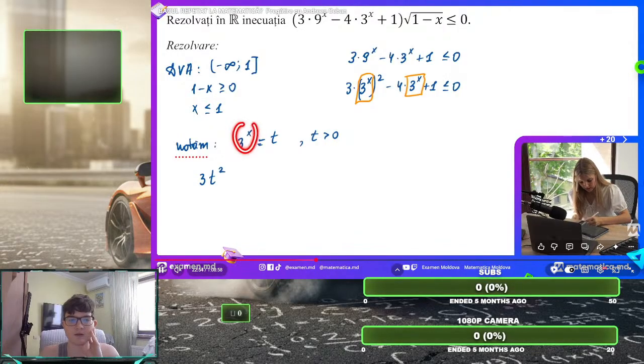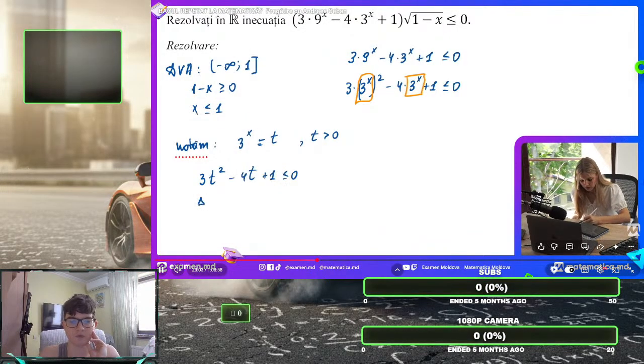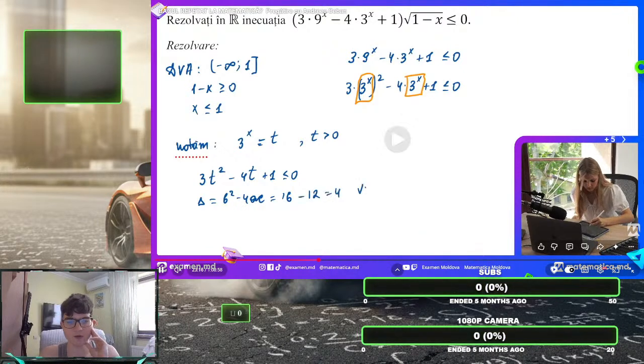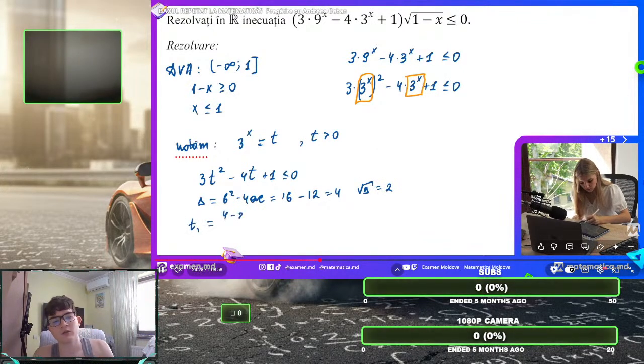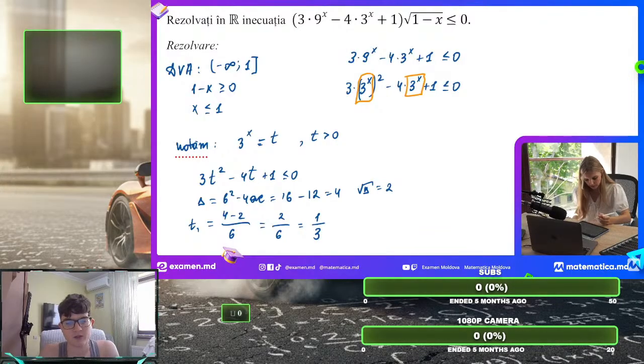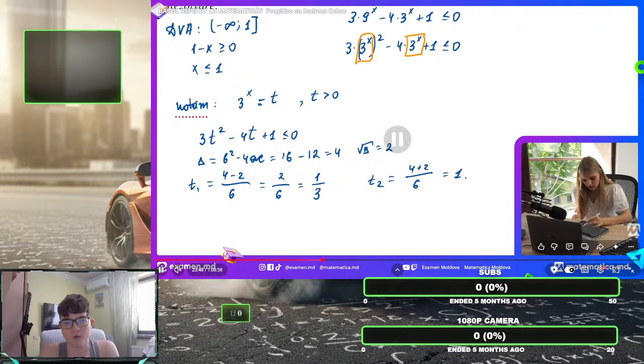Let's see. So second power, that's exactly quadratic. And we have a 16 right there, minus 4 times 3, which is 12. So we will have 4, square root of that is 2. 4 minus 2 divided by 6, that is 2 divided by 6, that's 1 divided by 3. And the t2 is just going to be 1. Okay, now we have both t values.